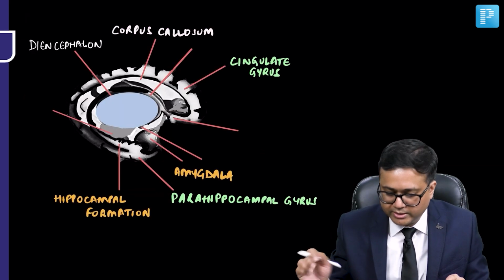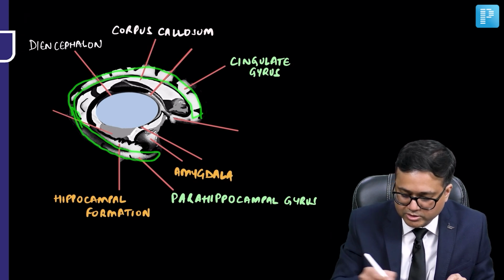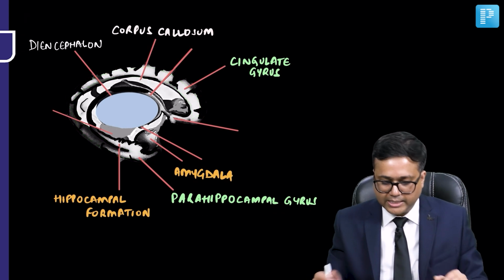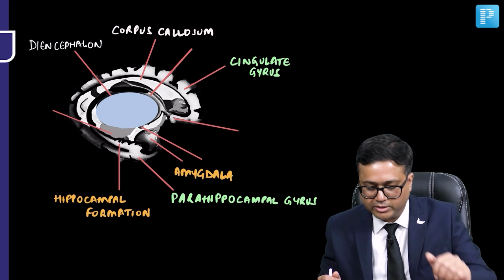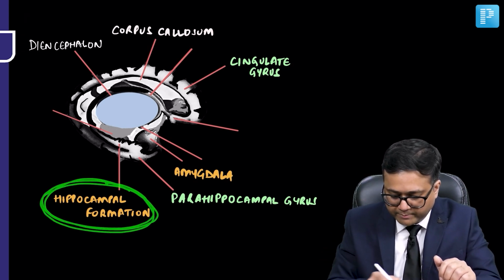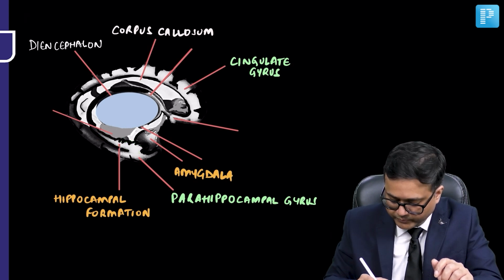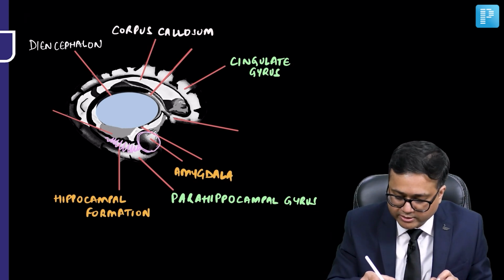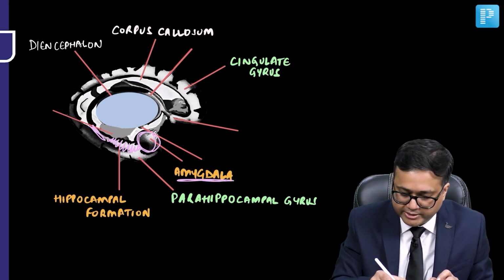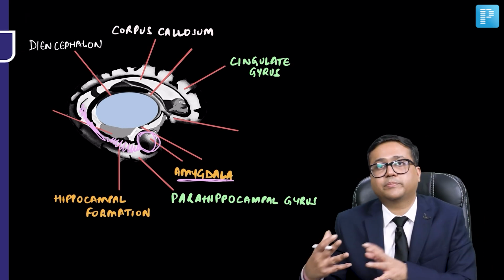Now again, let us look at this image which we have been discussing. Again, I'll repeat, this is the cingulate gyrus, which is continuous with this structure, the parahippocampal gyrus. And above the parahippocampal gyrus in this diagram is the hippocampal formation, which we are talking about. Anteriorly, this structure is the amygdala, and posteriorly it is near the splenium of the corpus callosum. So this is the splenium of the corpus callosum.